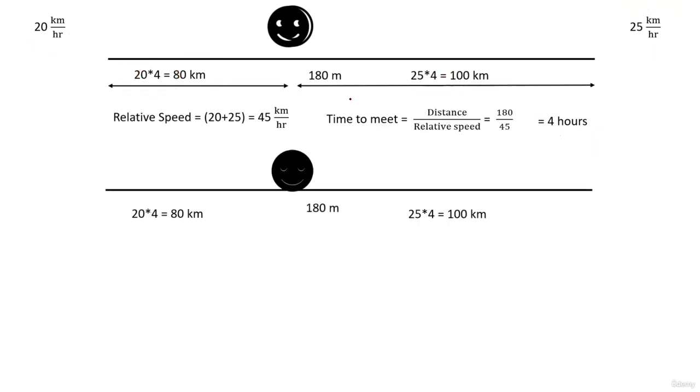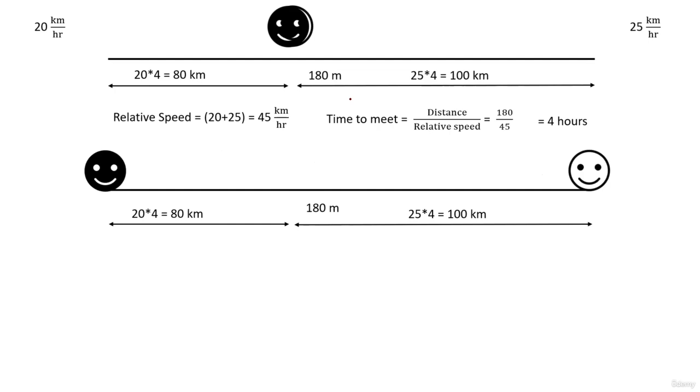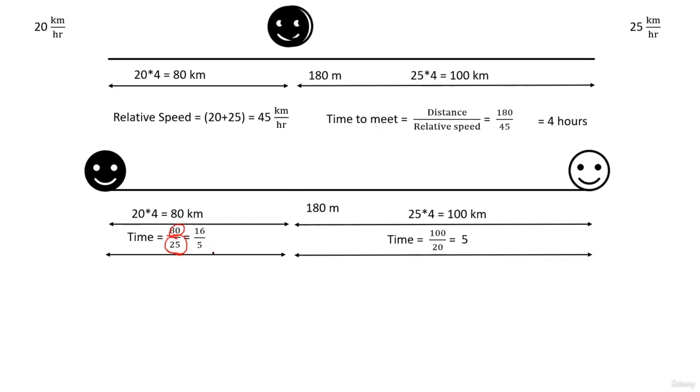Now, after meeting, let's observe something here, okay? The distance of 80 kilometers will now be traveled by the black smiley, and the distance of 100 kilometers will now be covered by the white smiley, right? Now, it is given that the black smiley speed is 25. 25 की speed से it travels a distance of 80. How much time will it take? 80 divided by 25, 16 upon 5.